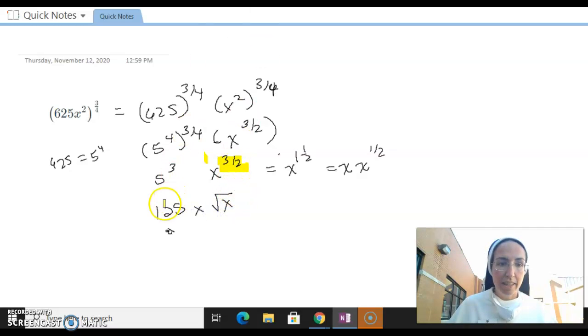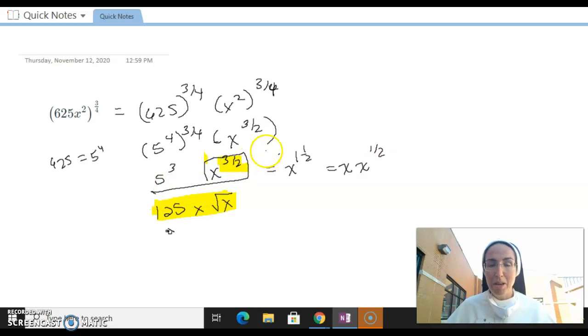And this is the answer that Delta Math is looking for. So on a test or quiz in my class, I would much prefer that you leave it in this notation, x to the 3/2, but just so that you don't have the experience of failure in Delta Math, go ahead and convert it to this way.